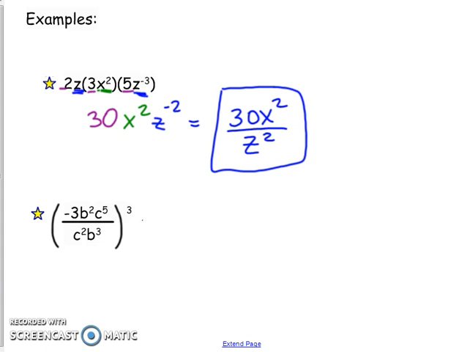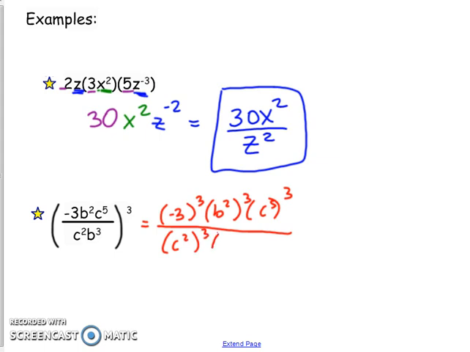Okay, and then this one, we're going to take the negative 3, raise it to the 3rd. B squared, raise it to the 3rd. C to the 5th, raise it to the 3rd. On the bottom, same thing. C squared is getting raised to the 3rd. B cubed to the 3rd.